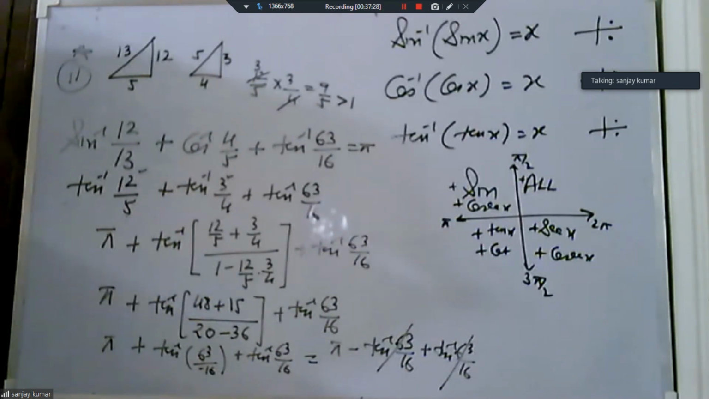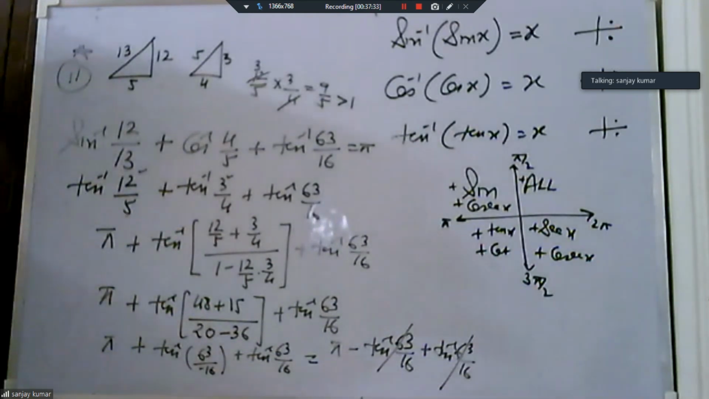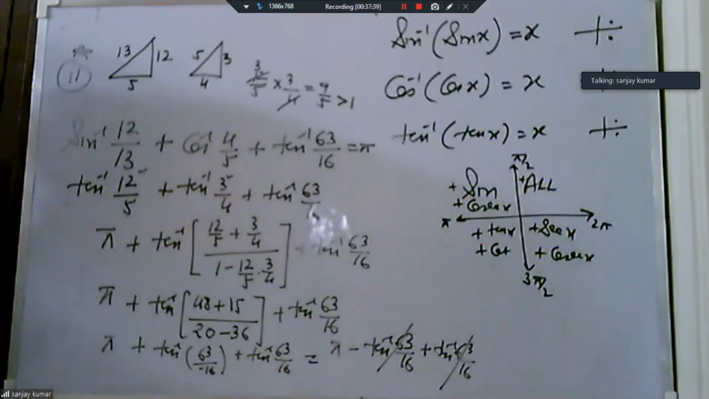Again, check what problem we face: x into y is greater than 1. Therefore we use the formula pi plus, because the product is greater than 1.